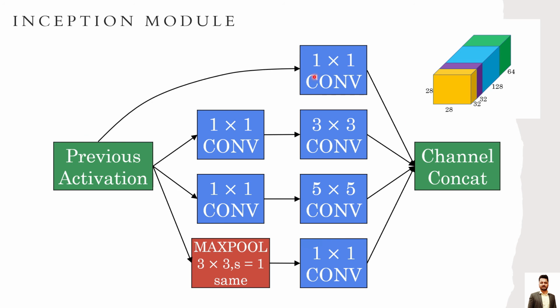You can see that we have already discussed that 1 cross 1, if done, we will get this green box, then 3 cross 3 we will get the 128 box, then 5 cross 5 this 32 box, and the max pool and 1 cross 1 convolution this yellow box.